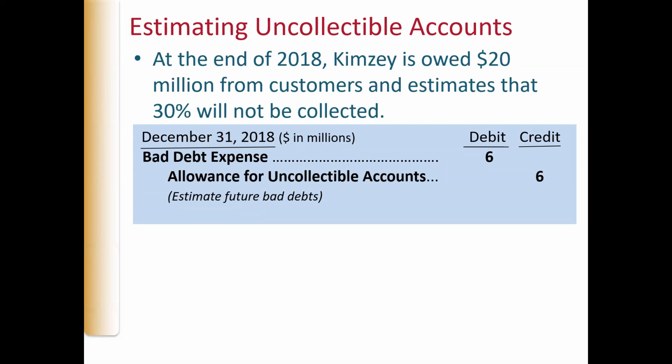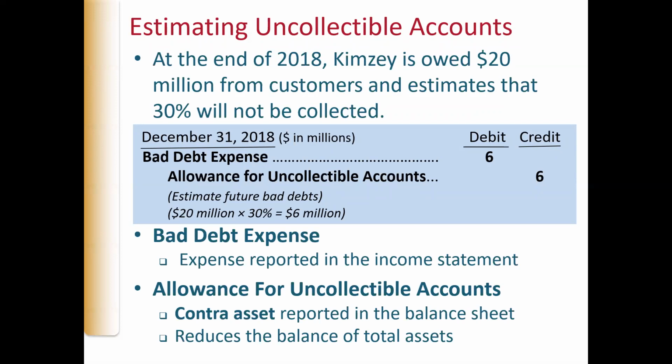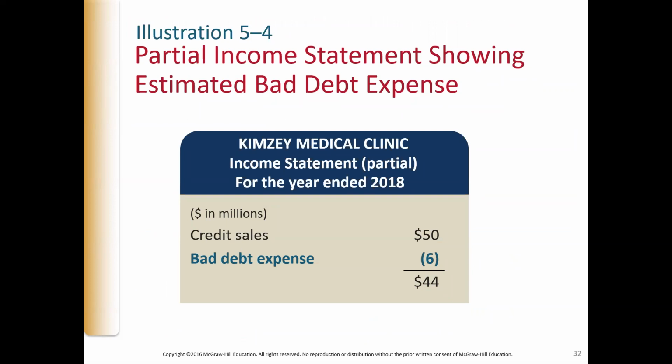This shows the bad debt expense in the current period of $6 million. And we have a contra account against our receivables of $6 million, which then will show that our true accounts receivable balance will be the $20 million minus our allowance for uncollectibles of $6 million, gives us a new balance of $14 million in our accounts receivable. So I'm jumping ahead of myself, I'm sorry. The credit sales of 50 minus that bad debt expense, that's what's going to show up on the income statement. The allowance for uncollectibles, we'll see in a bit, is going to show up on our balance sheet.